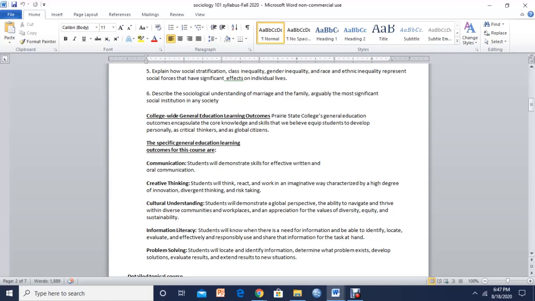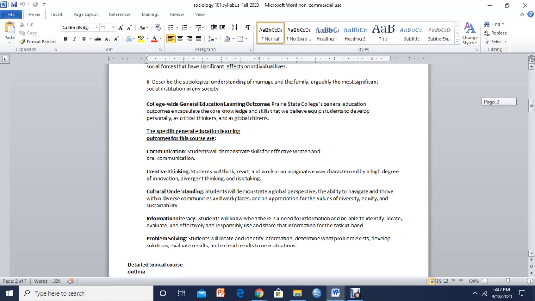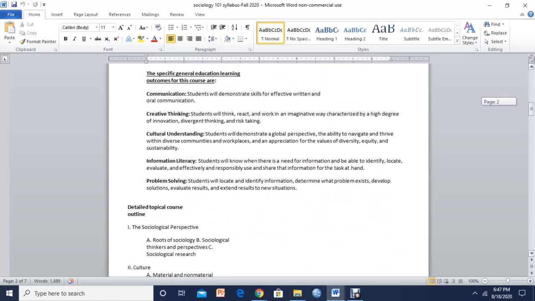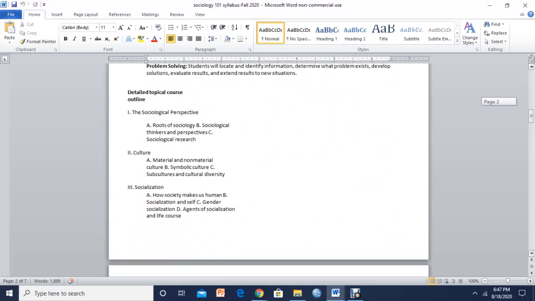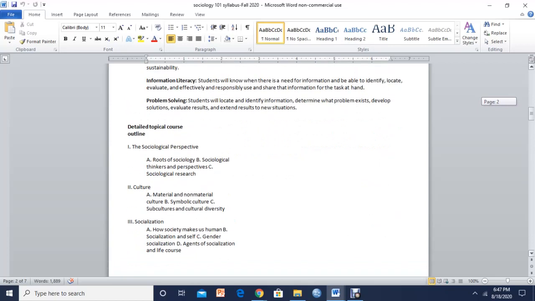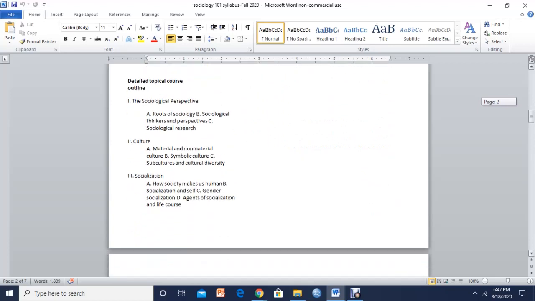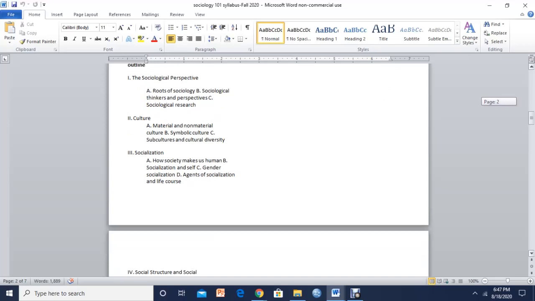Along with the syllabus, you can read over some of this information regarding communication, creative thinking, culture understanding, information literacy, problem solving. Again, these are the main topics in the outline. We're talking about the sociological perspective, the roots of sociology, the culture, again, material, non-material culture, symbolic culture, and subcultures.